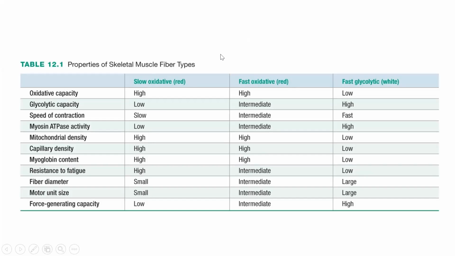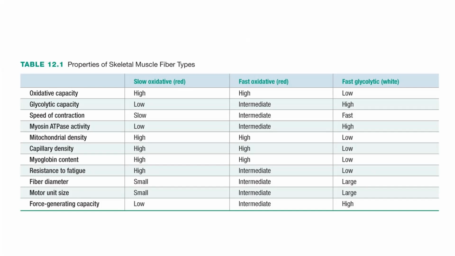All right, so here is a chart that highlights some of the main differences here. Again, a really nice study tool. You can go through these and make sure you understand why these things are so. So why do we see high capillary density in slow oxidative fibers? Why do I see a low capillary density in fast glycolytic fibers, right? Why am I seeing lots of capillaries? What does that mean, right?